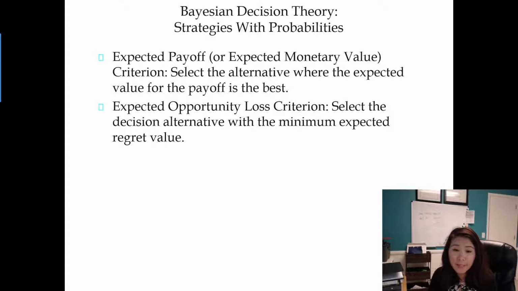So here we're going to look at Bayesian decision theory. Similar to non-Bayesian, we're actually going to learn two different methods. The first one is called the expected payoff. Another one is called the expected opportunity loss criterion. So we have two different methods we're going to learn in this part.